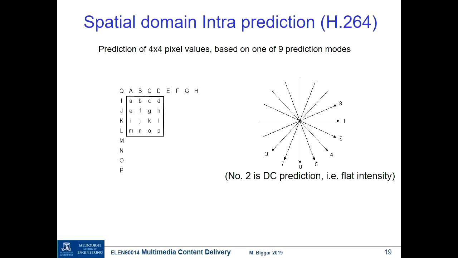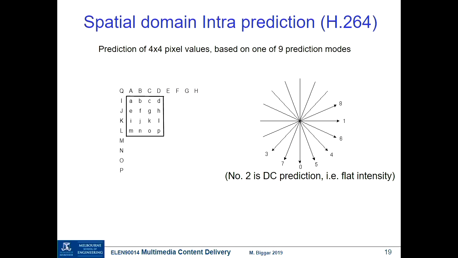So how is the prediction done? Well, this is the solution in H.264. It allowed 8 prediction modes, but one of them is just the DC prediction, which is saying predict this block of pixels. We're talking about a 4x4 block in this case, based on assuming the pixel intensities are uniform.